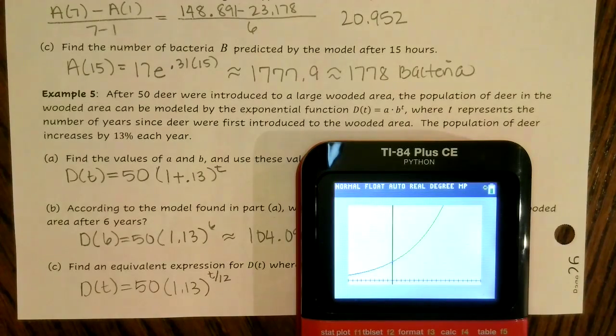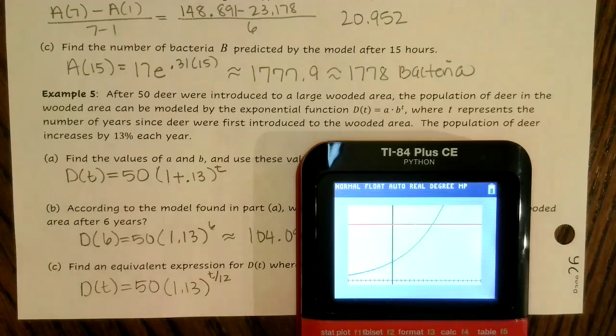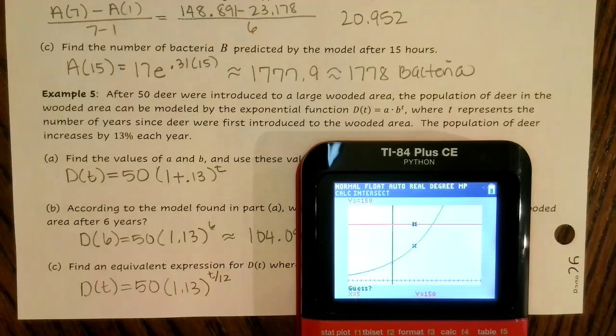So there's my exponential, and then there is the 150 deer, and the point where they intersect would be my solution. So I can hit second trace, intersect, enter, enter, enter, and there it is at 8.989. So 8.98 years would be the answer to that. That's when there would be 150 deer. So that's just a quick look at what's coming up, just making sure that you can work the other way as well.